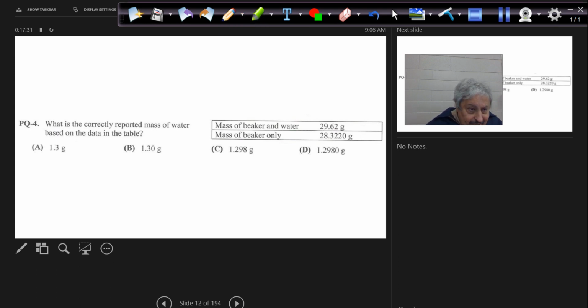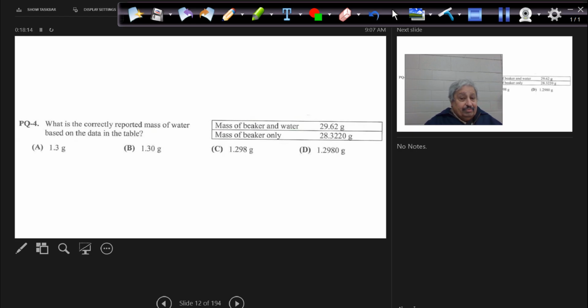What is the correctly reported mass of H2O based on the data in the table? Okay, guys, they need the mass, correct? Mass of the beaker with the H2O, mass of the beaker only. This is a significant figures problem. Why? Because you have to look at the previous question. We have looked at division and multiplication. Here we have addition and subtraction.